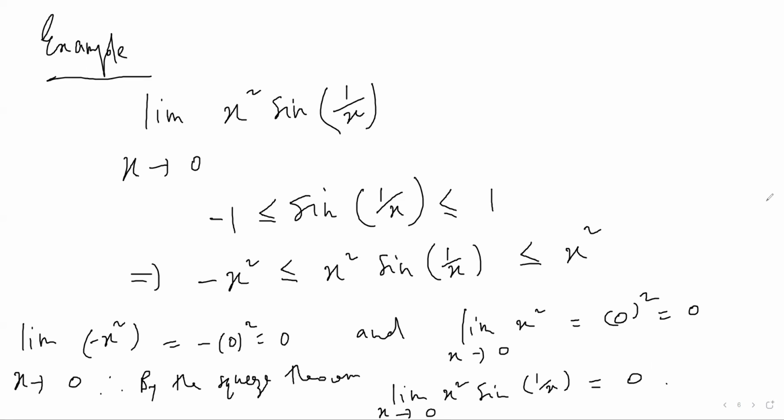The limit of the function to the left, which is minus x squared, when x approaches 0, is 0. Also, the limit of the function to the right, which is x squared, when x approaches 0, is also equal to 0. So the function on the left and the function on the right approach the same thing, meaning that the function in the middle also approaches that same thing by the squeeze theorem. So that's how you apply the squeeze theorem.